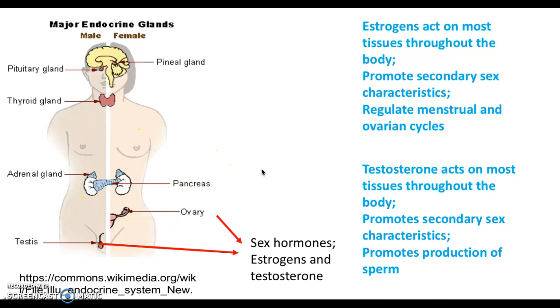Testosterone also has widespread actions throughout the body and acts on most tissues. Like estrogens, testosterone promotes the development of secondary sex characteristics, so the deepening of the voice, increase in bone and muscle density, facial hair production. Testosterone also plays an important role in the production of sperm.